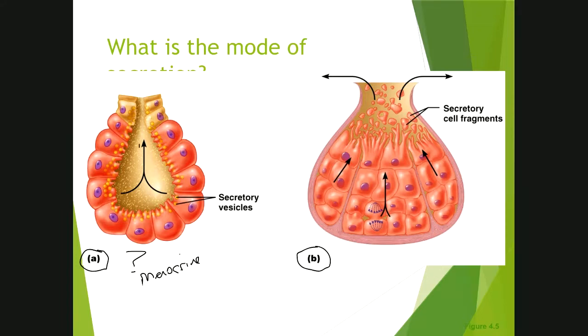What about B? So most people are saying apocrine, but it's not apocrine. Look what's going on down here. We're replacing cells. And look, we have tall cells across the board, but what's happening is they're rupturing. This is holocrine.